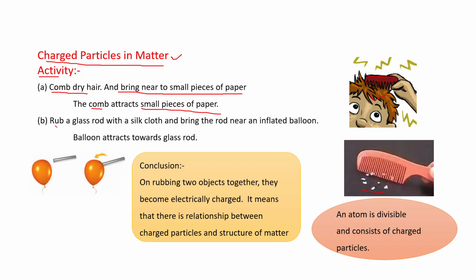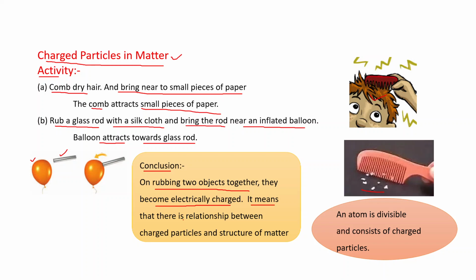Another one is rub a glass rod with silk cloth and bring the rod near an inflated balloon. You can see this is the rod which is rubbed with the silk cloth and this one is the inflated balloon. What happens? The balloon is attracted towards the glass rod. Then we can conclude that on rubbing two objects together they become electrically charged.